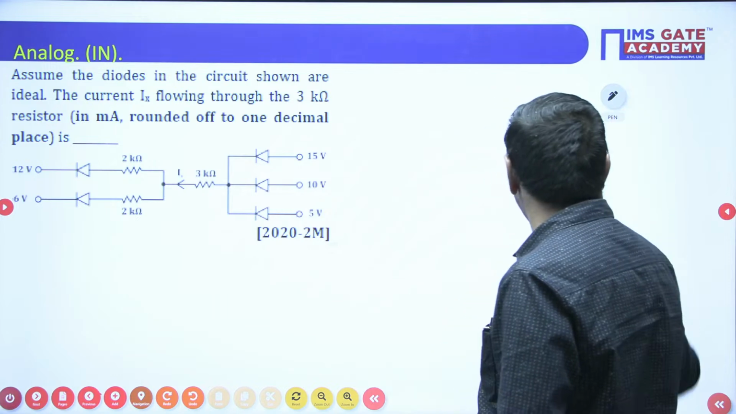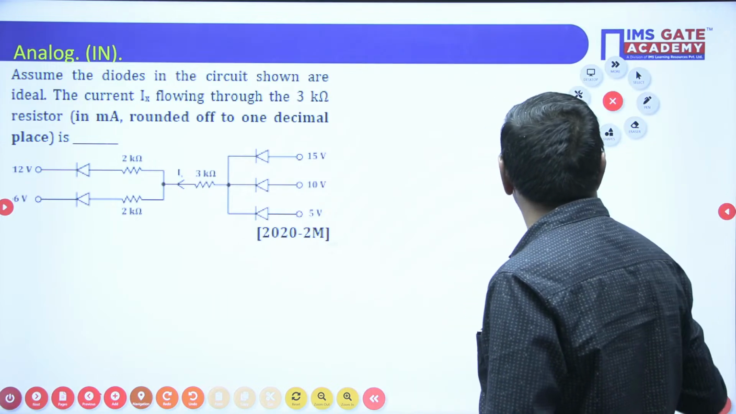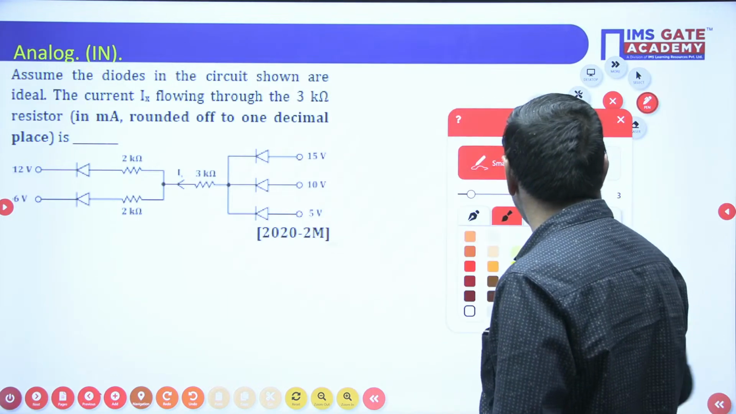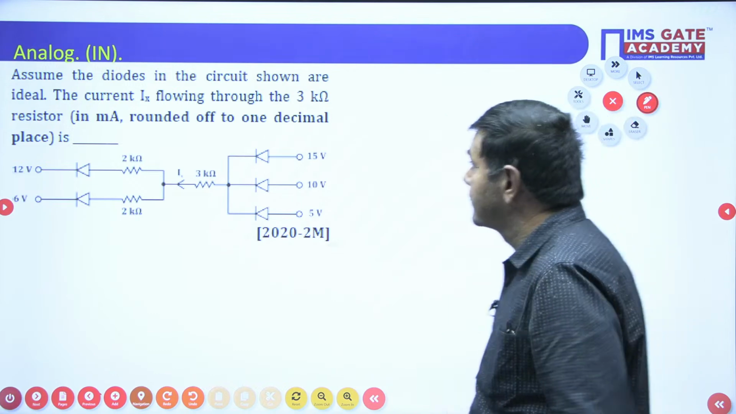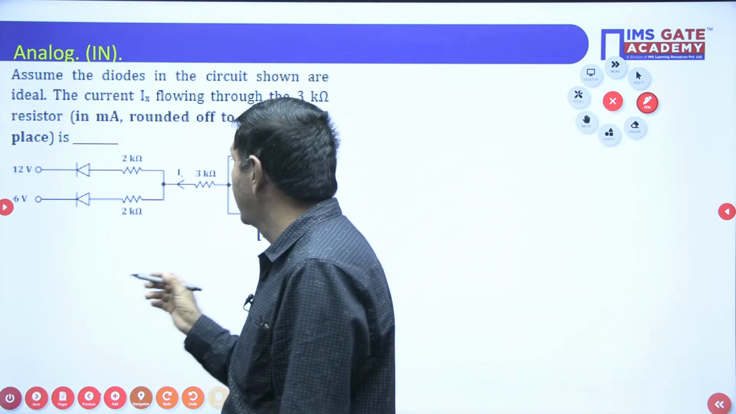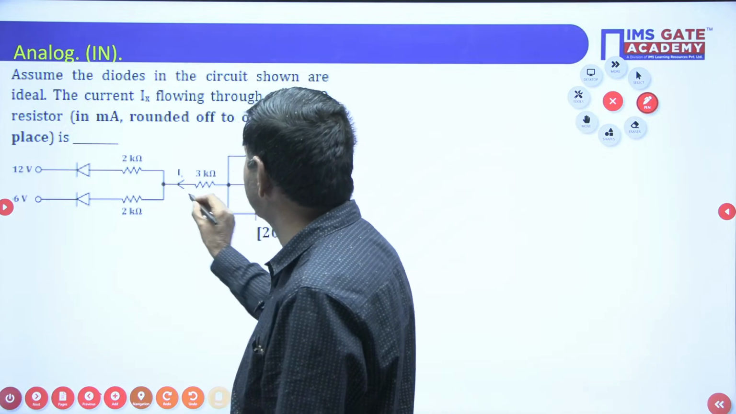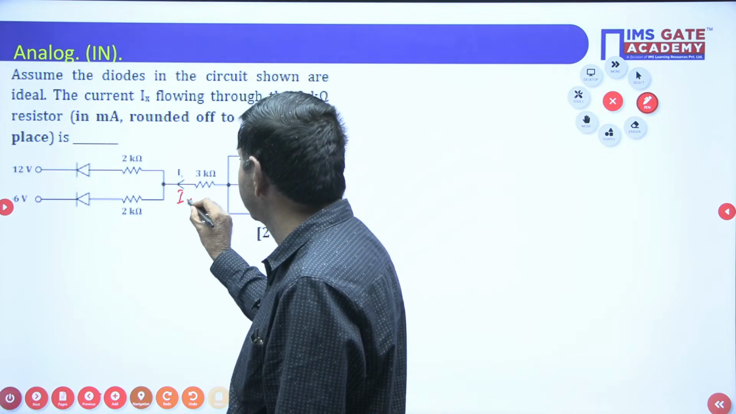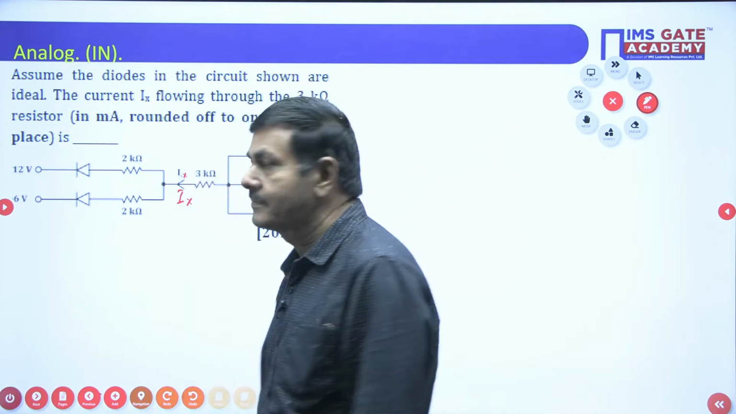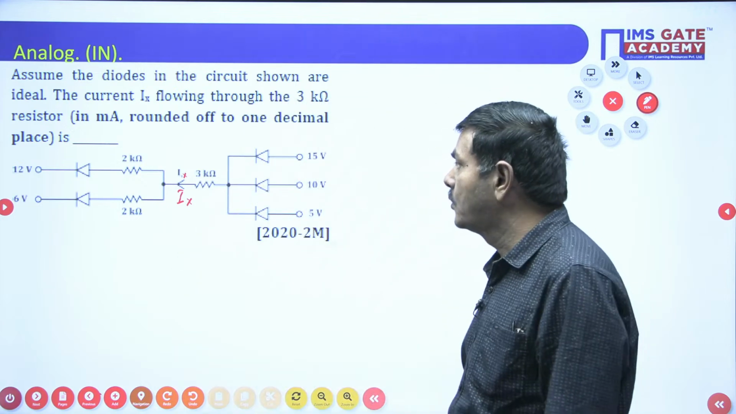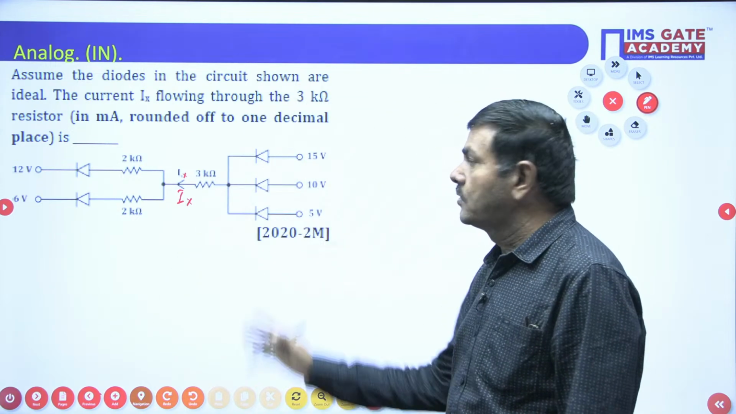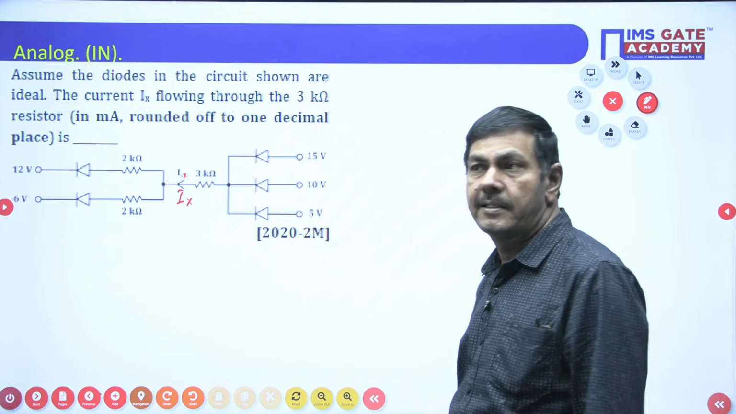It is asking to measure the current. What current? Ix. The current Ix across 2 kilo ohm is asked. This current is Ix, this is only Ix here, across 3 kilo ohms. Totally 5 diodes are given here now.